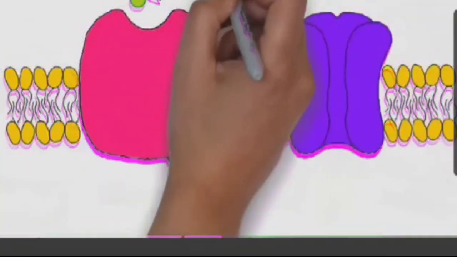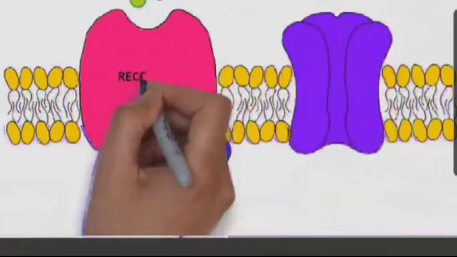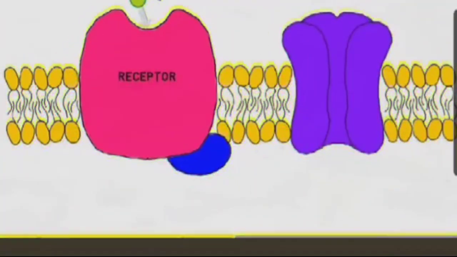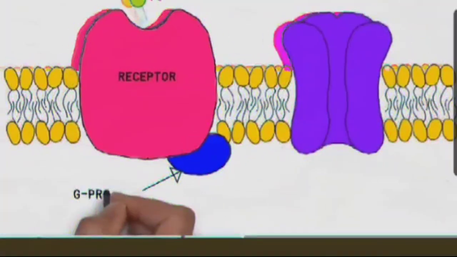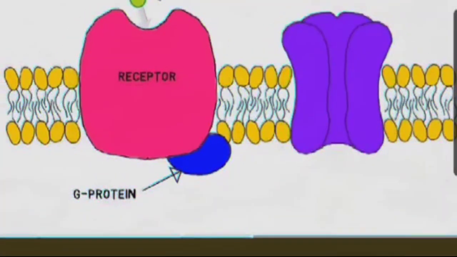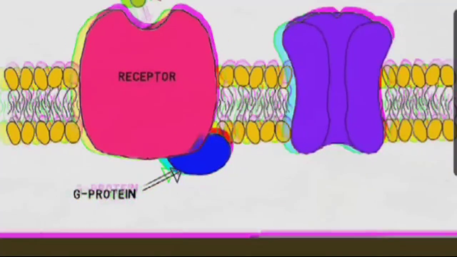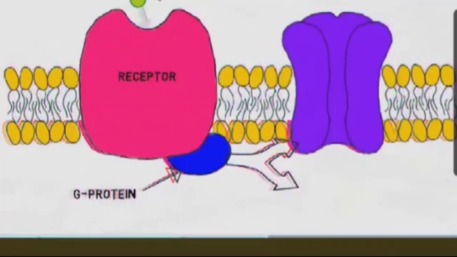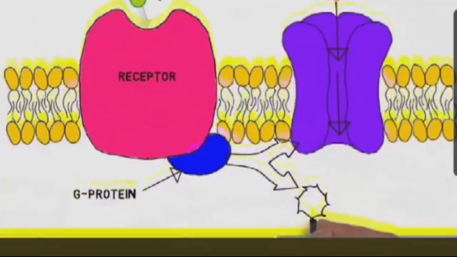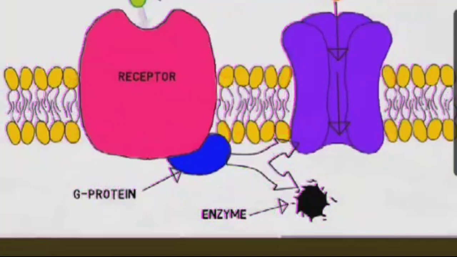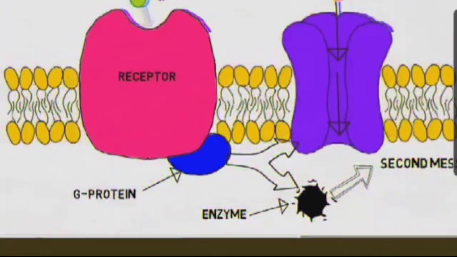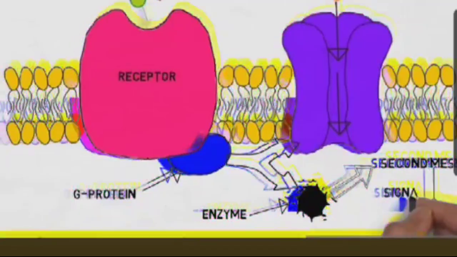Neurotransmitters also bind to these receptors, but instead of immediately opening an ion channel, the next step after binding is the activation of an intermediate protein called a G-protein. The G-protein can then influence the opening of ion channels, but it can also affect enzymes and activate intracellular signaling molecules known as second messengers, which can initiate signaling cascades within the cell.